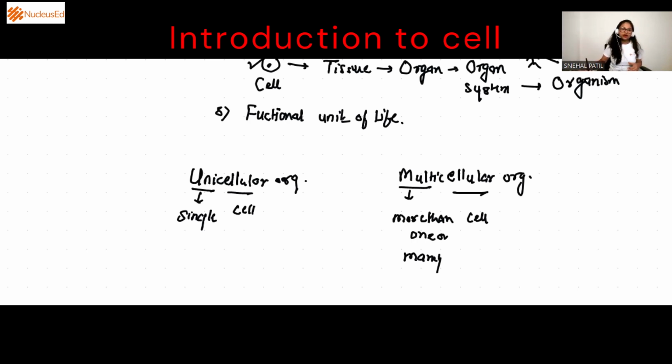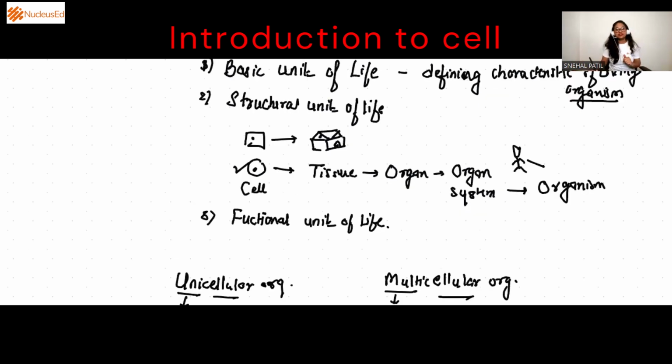But in unicellular organisms, let's consider one example of unicellular organism, that is a bacteria. This bacteria is performing all the essential functions that are necessary for survival of that cell. So that's why each and every cell is capable of performing that essential function, and that's why cell is also considered as a functional unit of life.